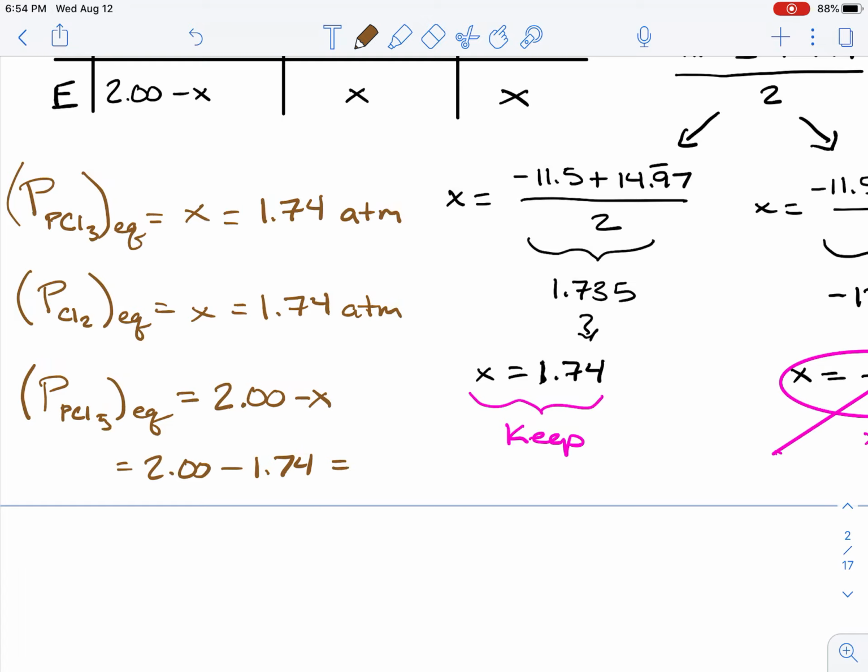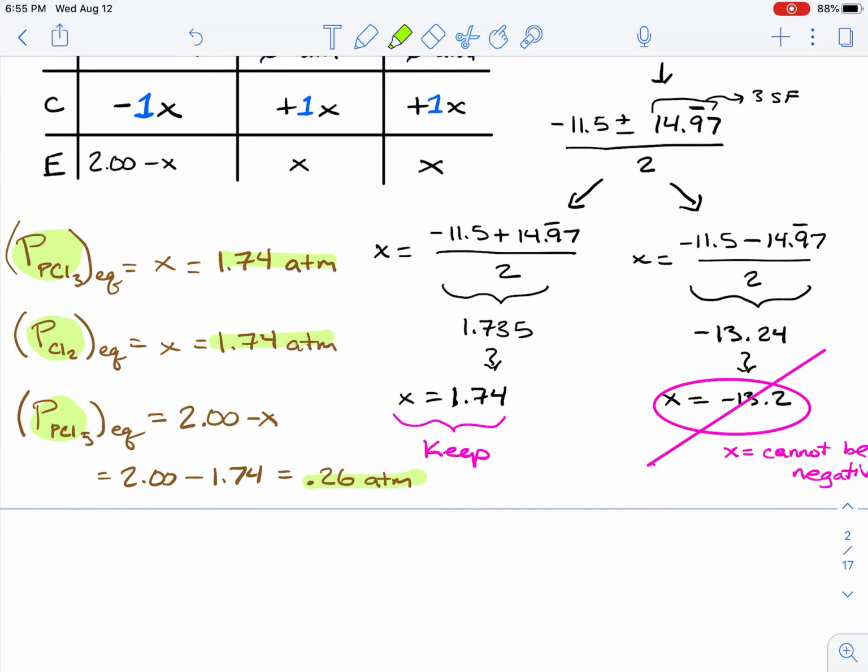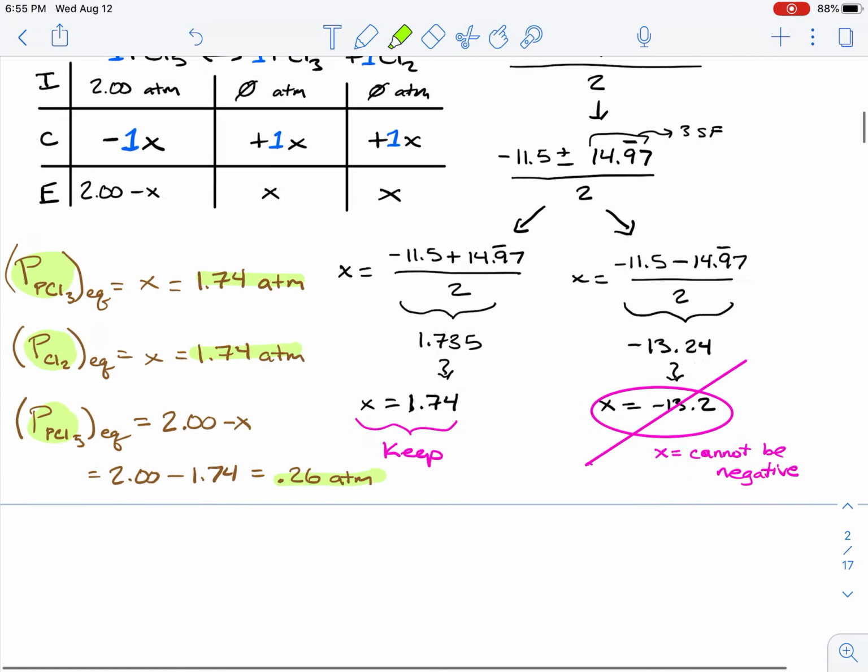Okay. So 2.00 minus 1.74 is going to be 0.26 atmosphere. Okay. And so overall, we've now solved for the equilibrium partial pressure for all of the gases that are present in the container.